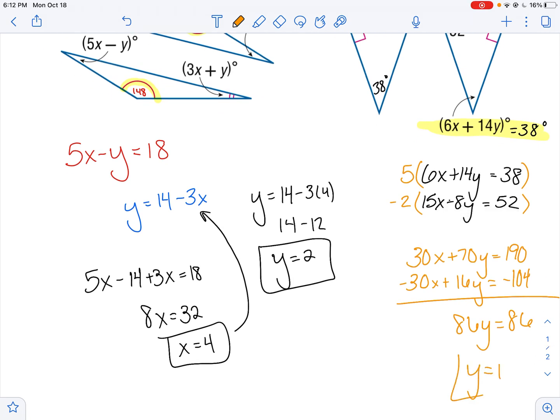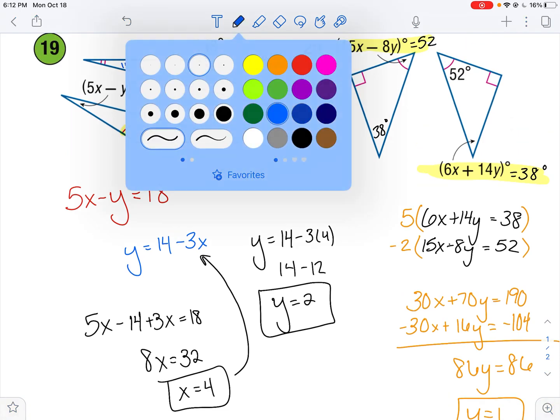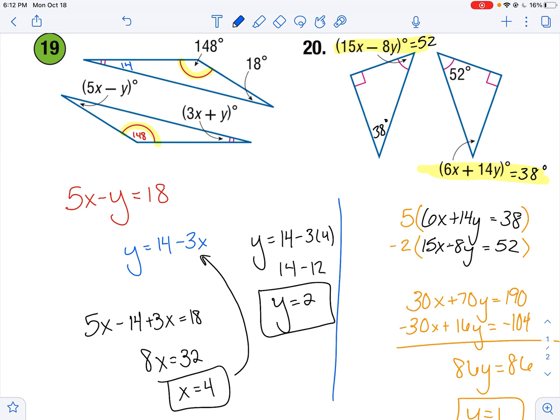And then I can take that y value and substitute that back in. Let me kind of separate these two. So then I would get, let's see, 15x minus 8 equals 52. 15x equals 60, and x equals 4.